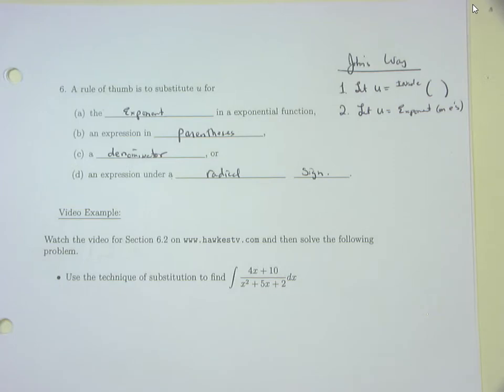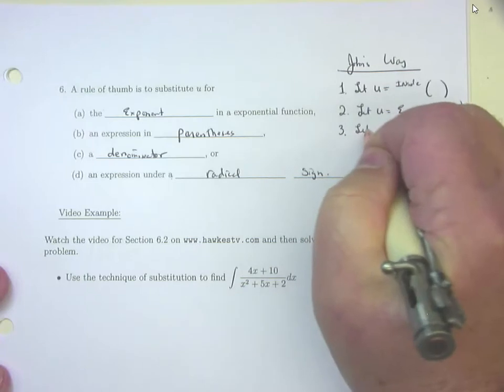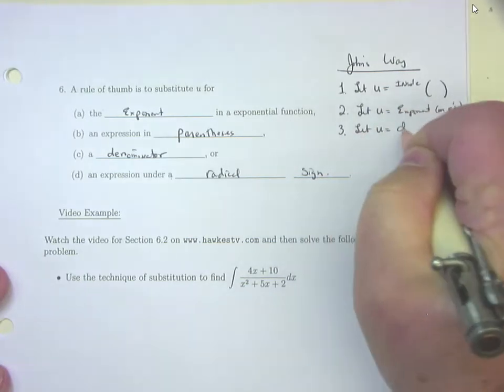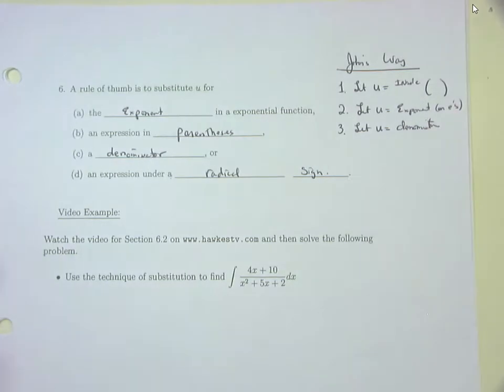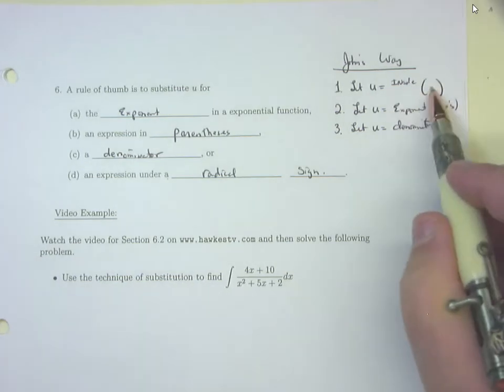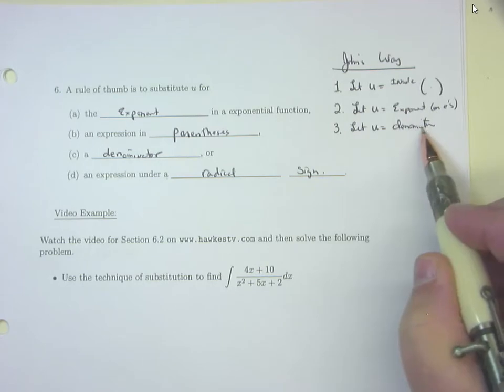Number 3, I'm going to let u equal the denominator. If I've got a fraction, a quotient, I'm going to let u equal the denominator. Now, there's more to the story here. All right, let u equal the denominator. Okay, so let u equal inside parentheses. Let u equal the exponent on those e's. Let u equal the denominator.